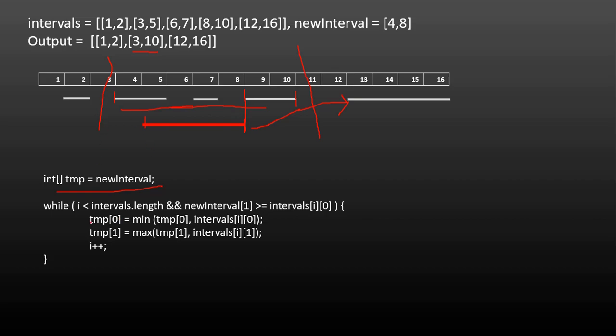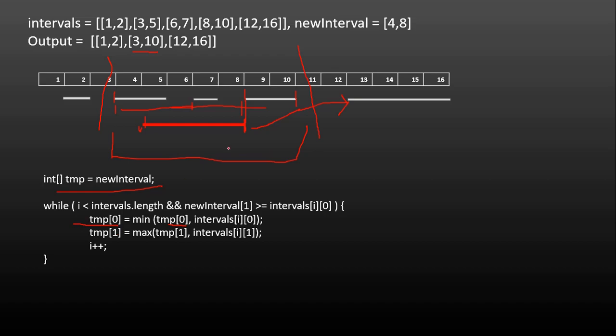So for each of these conditions, in my temp array, in my start index, I'll store the min of my current temp start index. Initially I'm declaring this temp the same as the new interval, right? So I'm comparing this start index with the start index of each of these ranges, and checking which one is the minimum. At the end of this whole while loop, my temp of 0 will be the minimum start range among all these overlapping ranges, right? Whatever these overlapping ranges are, the min of that range will be stored in temp of 0.